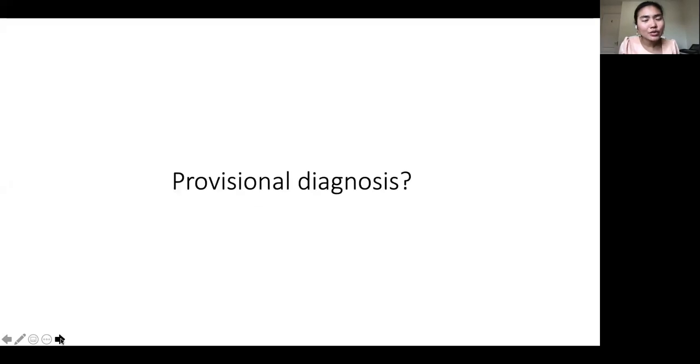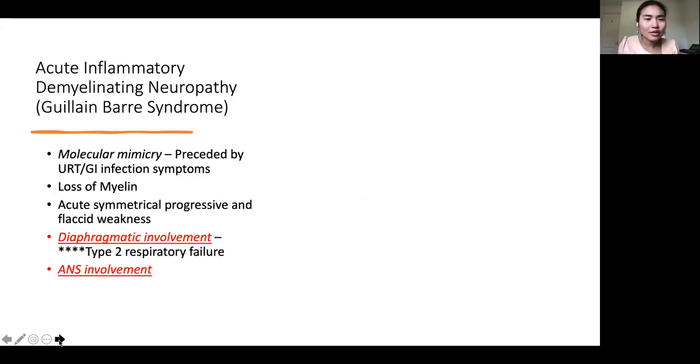So now you want to type the etiology. What do you think is going to be the most likely diagnosis here? Excellent. Perfect. Yes. So we will be thinking about Guillain-Barré syndrome.